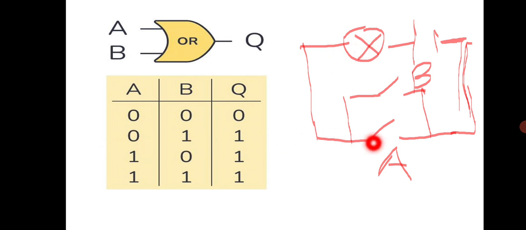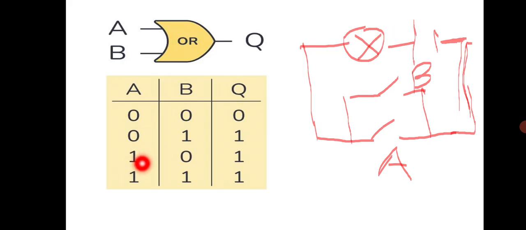If switch A is open, 0, and we close B, current is going to flow through switch B, allowing the bulb to produce light. So when A is open and B closed, current will still find its way to pass through this path and light the lamp there. If A is closed and B is open, current will flow through switch A and light the bulb there.